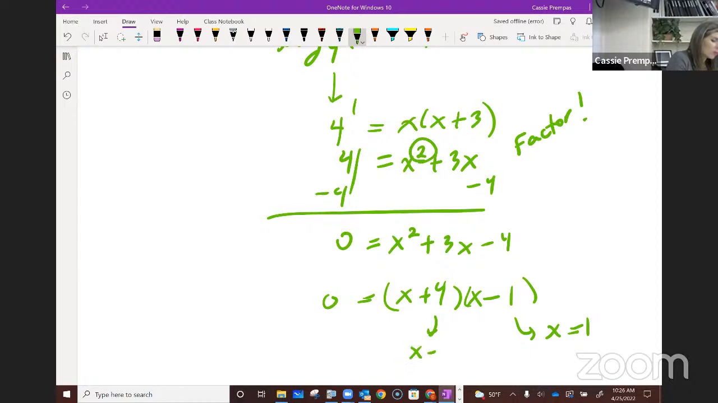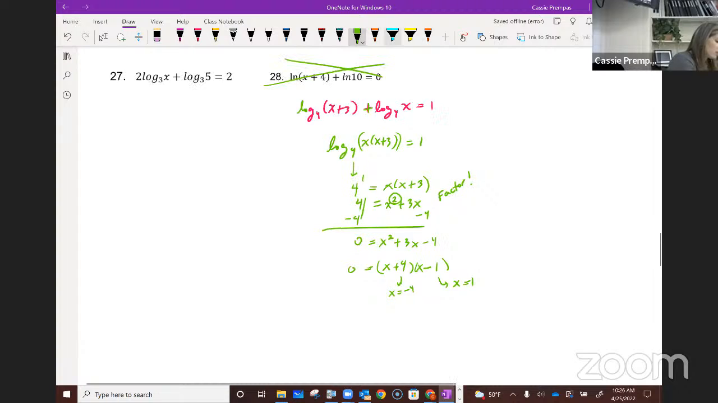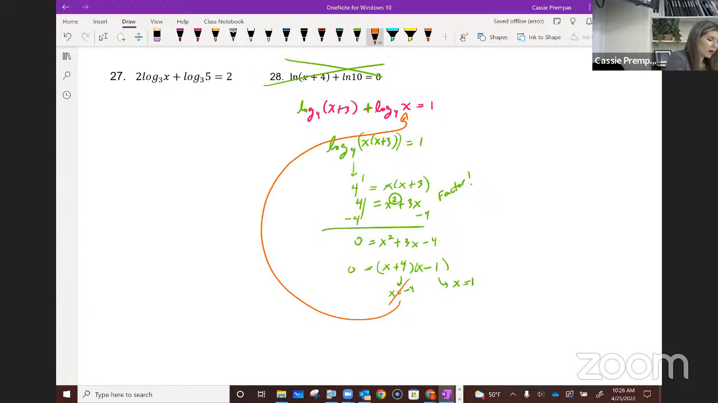Which one do I have to throw away? The negative. Why? That's correct. Awesome. I can't take the log of a negative. So here, x cannot equal negative 4, and my only answer is 1.